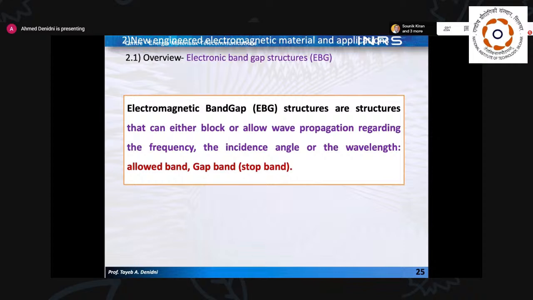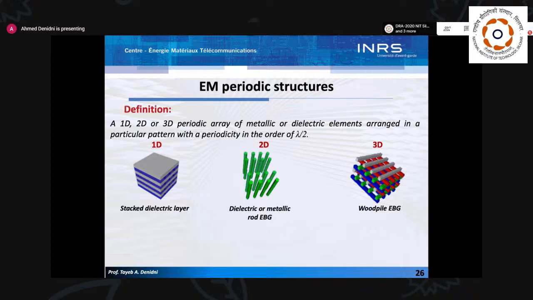I will explain how this structure can be used to control the wave propagation. First of all, it can be stacked dielectric layers, it can also be 2D, like dielectric or metallic rods, or it can be 3D, like a woodpile EBG. This means the structure can be periodic in 1D, 2D, or 3D. The idea of building this structure is to control the propagation through it. For some frequencies, the energy passes, and for others the energy is reflected back to the transmitter.